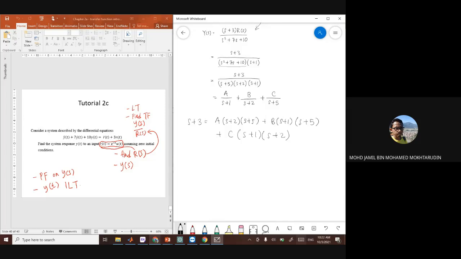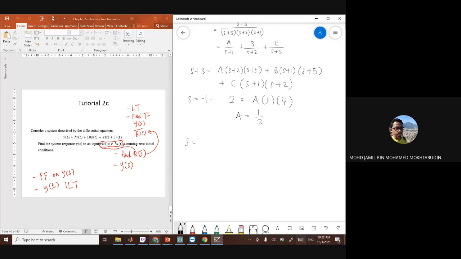Okay. Then you need to find a, b, and c. So assume s equals minus 1. You get 2 equals a times 1 times 4. So a equals half.